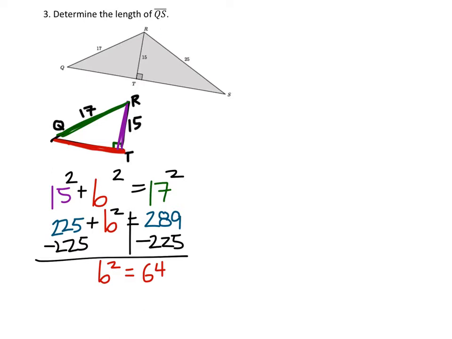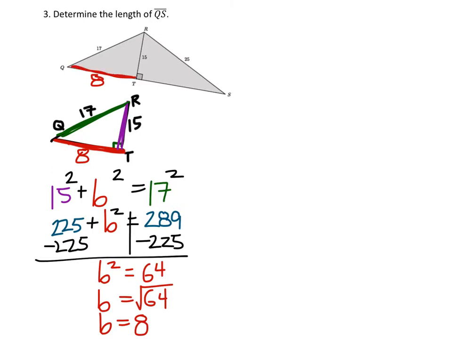But I don't want the square of B, I just want B. The area of that square would be 64, so I'm going to square root it to find the side length. And if I put that in the calculator, it tells me that its length is 8. So if this length is 8, then this portion of QS is 8 as well.